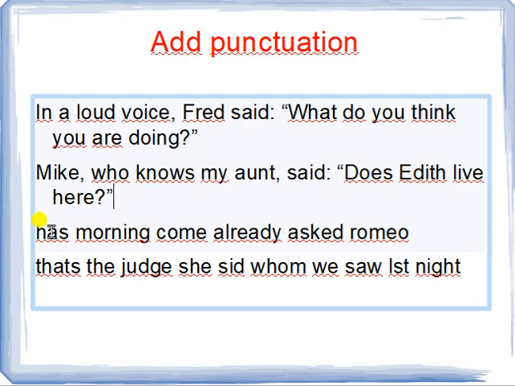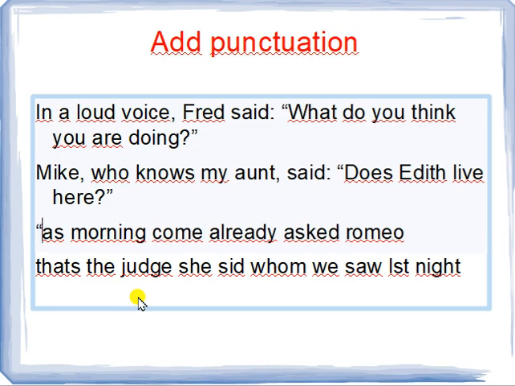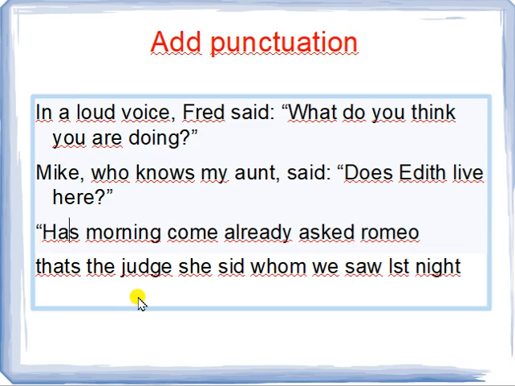Has morning come already? Asked Romeo. Those are already his exact words. Has morning come already? Question mark, close chick chicks. Asked Romeo with a capital R, full stop.